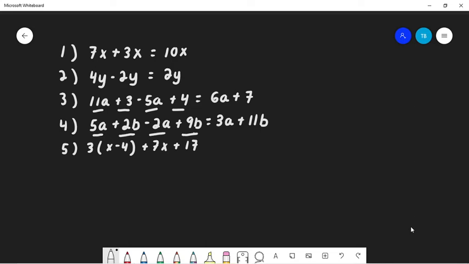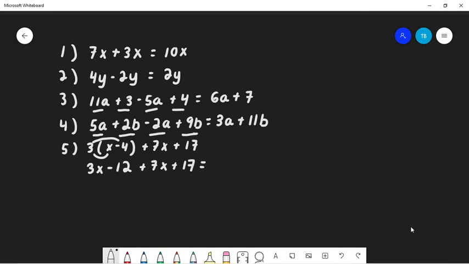So I'm going to distribute the 3. I'll rewrite it on the line beneath it here. So if we distribute the 3 to each term in parentheses, 3 times x would be 3x, and then 3 times negative 4 would be negative 12 or minus 12. So 3x minus 12, and then everything in the rest of the expression would stay the same. So plus 7x plus 17.